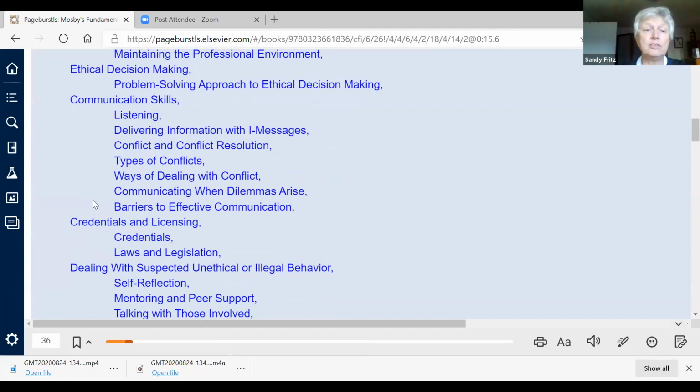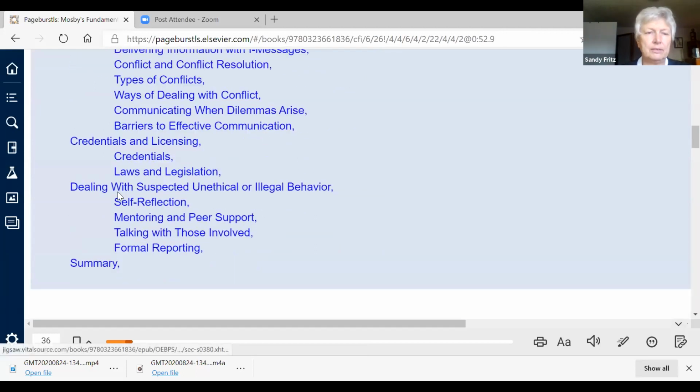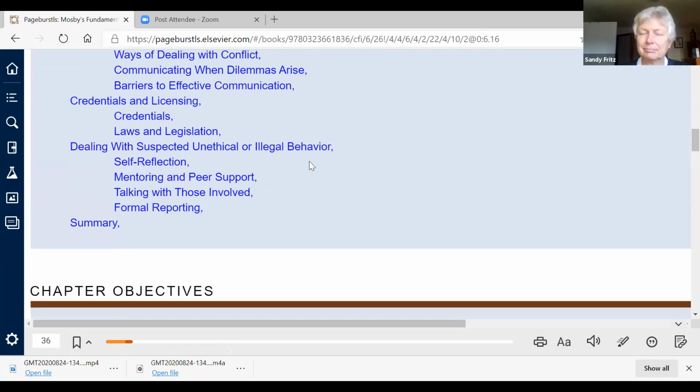The legal issues have to do with licensure primarily and being in violation of that, but there are other credentials such as board certification. And then this real dicey topic: what do we do if we are aware of unethical or illegal behavior with our peers? And then we have our summary.